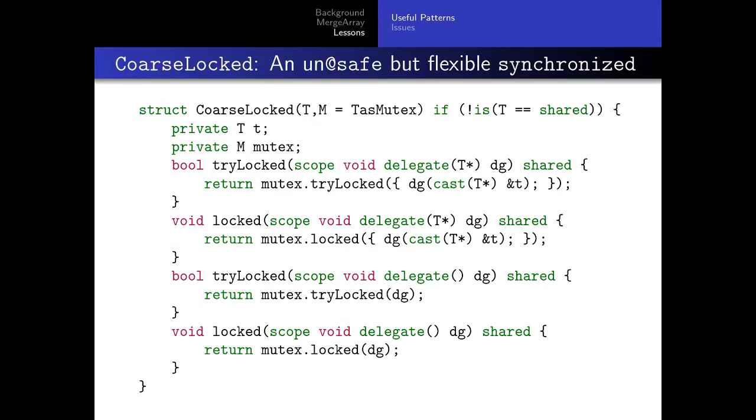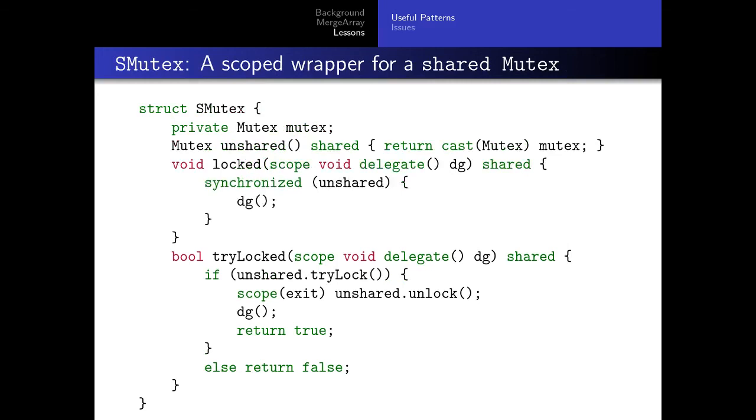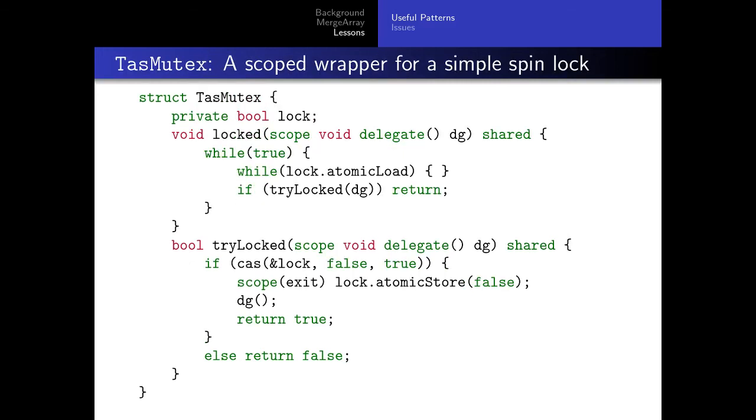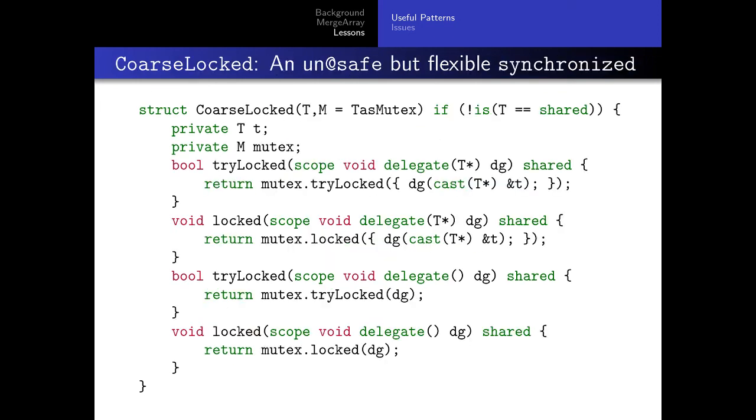So I basically have just a test and set lock basic thing with these lock and try locked methods, and you wrap them in this course locked object that takes in a value and a mutex and is able to pass things through and do all the casting for you. So it's all very nice.